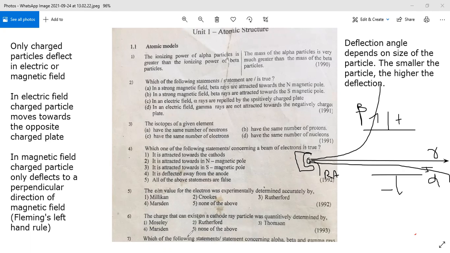In an electric field, gamma rays are not attracted towards the negative plate. Yes, gamma rays are not even particles. They cannot be attracted by any plate. So C and D are correct. Both A and B are wrong. C and D correct means the answer is 3.